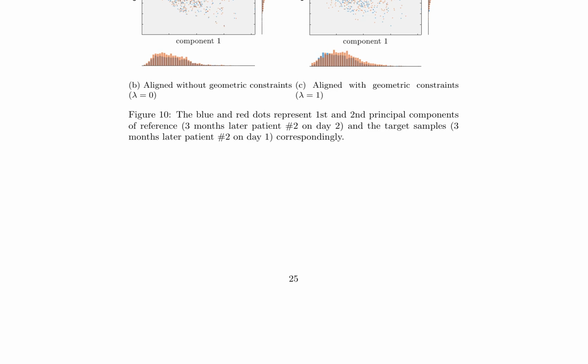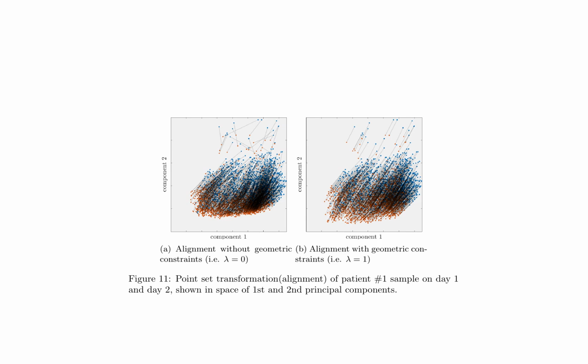Figure 12 displays the point set transformation, alignment, of patient 1, 3 months later, sample on day 1 and day 2, again visualized in the space of the first and second principal components. The alignment is performed with and without geometric constraints, similar to Figure 11. The results further reinforce the effectiveness of the proposed method in aligning point sets, even when considering temporal variations.